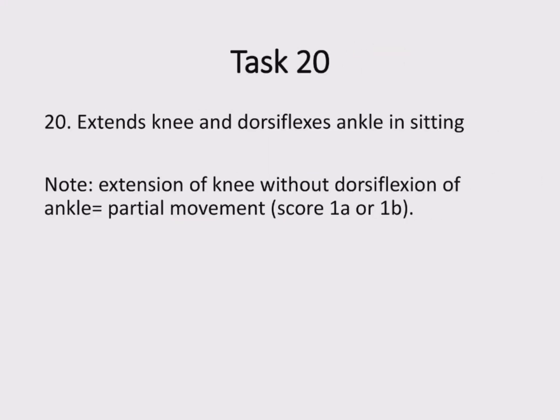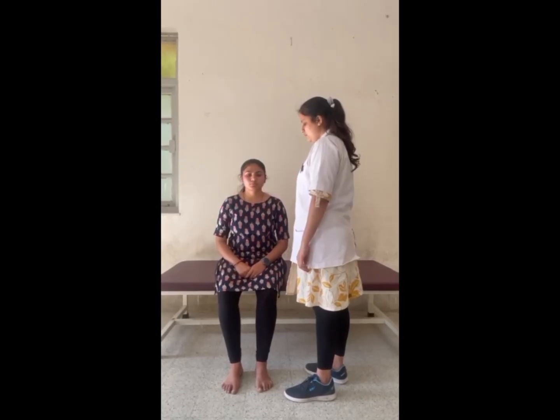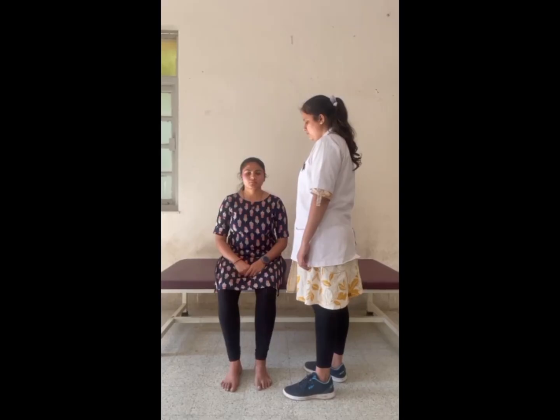Task 20. Extends knee and dorsiflexes ankle in sitting. Note: extension of knee without dorsiflexion of ankle is equal to partial movement, and score 1A or 1B is given. Ask patient to straighten your knee and bring your toes towards you.